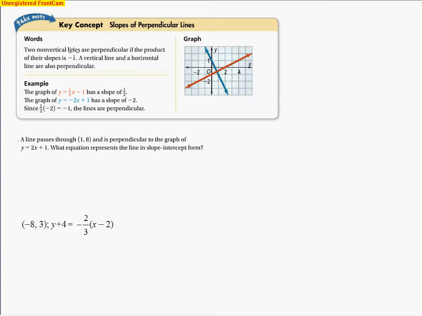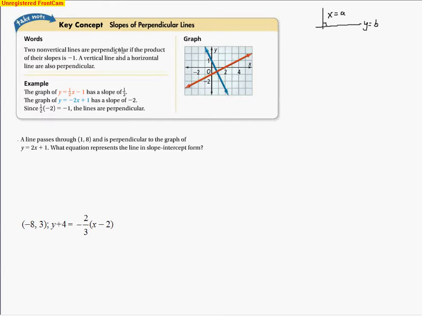So if we had a vertical line just as x equals a number, maybe like x equals a, then a horizontal line would be perpendicular when it's just y equals some other number, maybe like b in this case. Or it could have been a as well. But those lines are perpendicular, so here they're talking about non-vertical lines. The only time a vertical line is perpendicular to another one is when the other is horizontal.